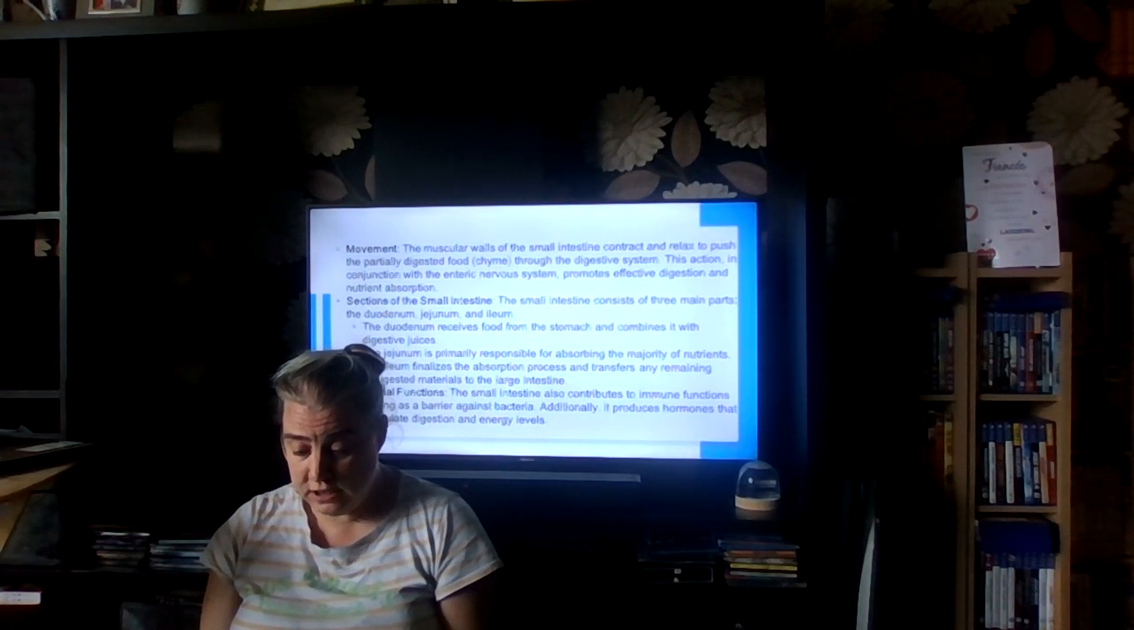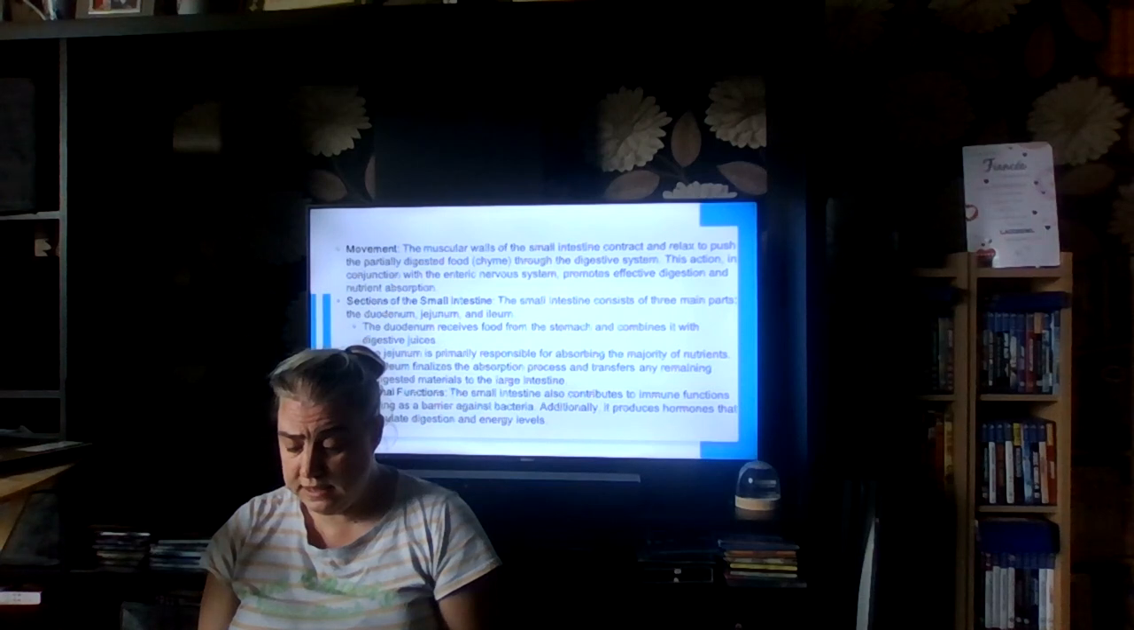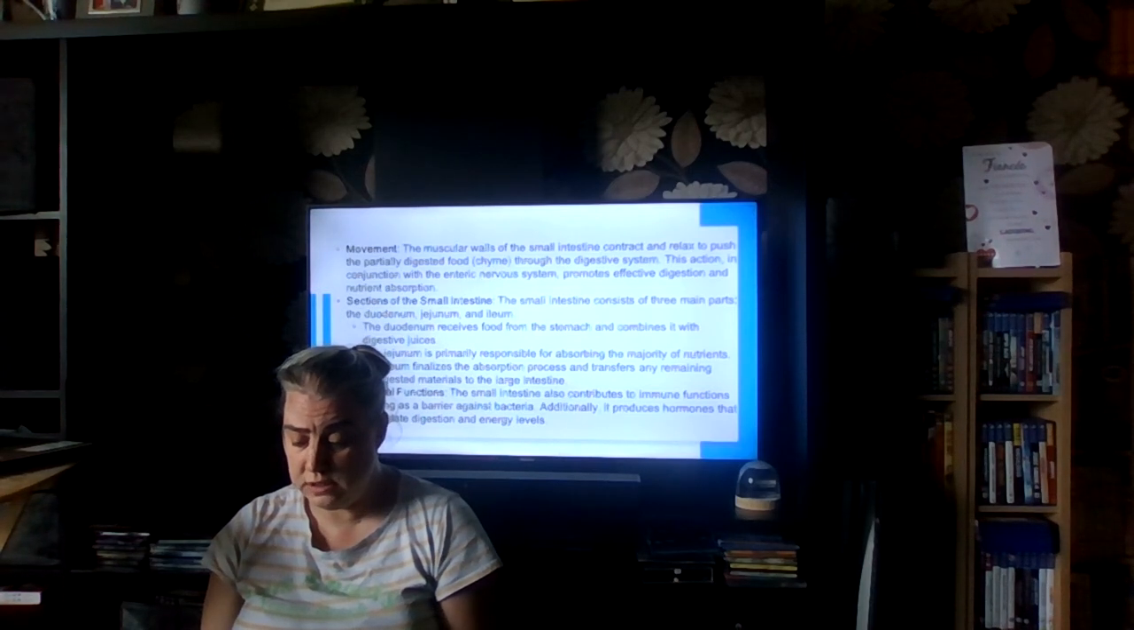So it digests, absorption, movement, sections of small intestines and functions of what happens. Once the food and liquid starts to leave the small intestine, it starts to enter the large intestine, which is known as the colon. The large intestine mainly absorbs water and electrolytes such as sodium and potassium, which are not absorbed in the small intestine.